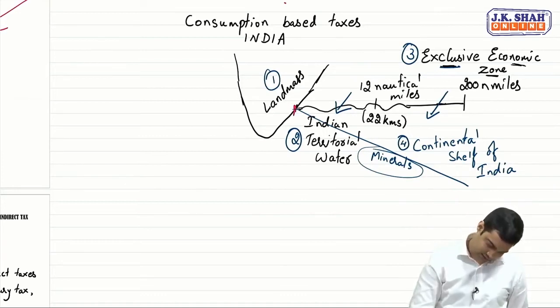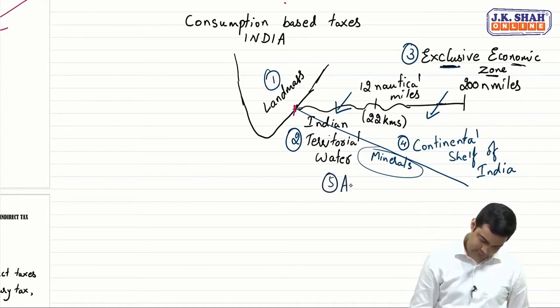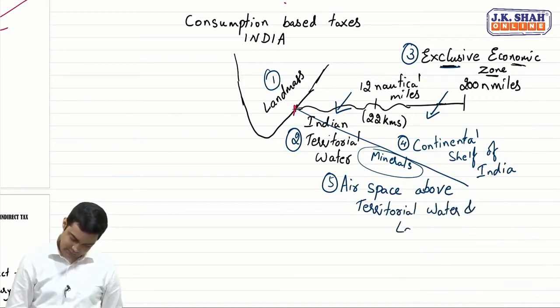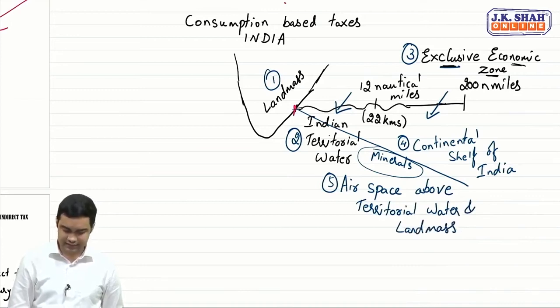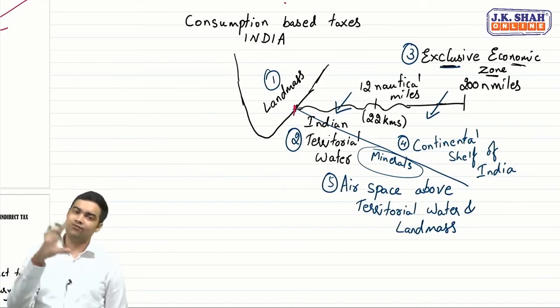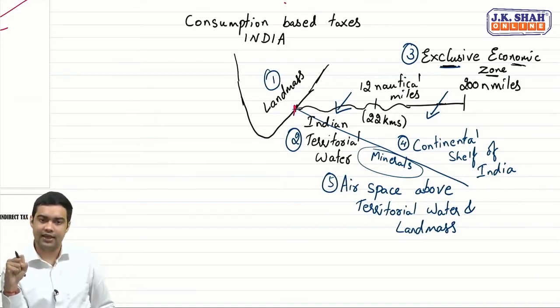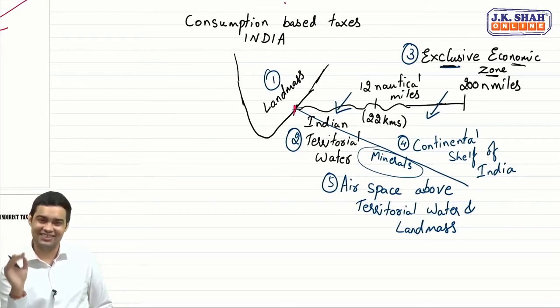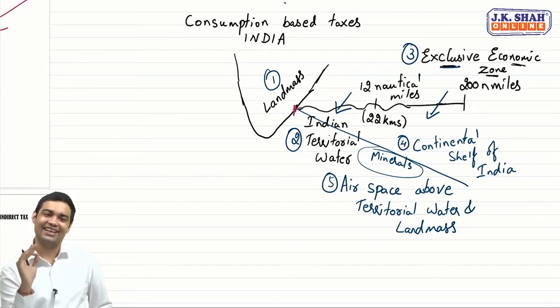And last one is airspace above territorial waters and landmass. So these 5 things taken together cover the ambit of India. That means any goods or service consumed in this particular area will be subject to indirect taxes.